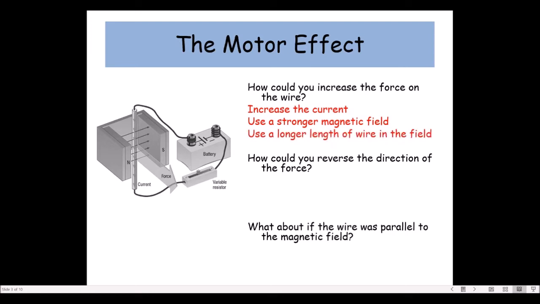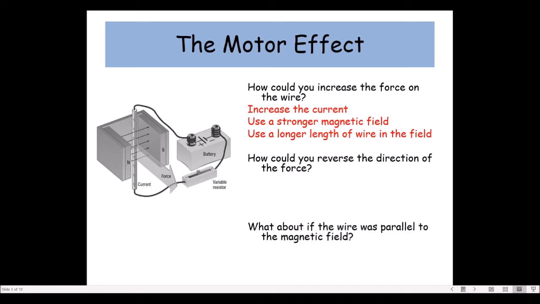Now that's quite hard to achieve because normally the magnets are of a fixed size, but if you did loop the wire round so it's going through the magnetic field a number of times, for example into a coil of wire, then you could also get a stronger force, a higher force. Obviously, if you wanted to decrease the size of the force, you would do the opposite. You would decrease the current, use a weaker magnetic field, or use a shorter length of wire in the field.